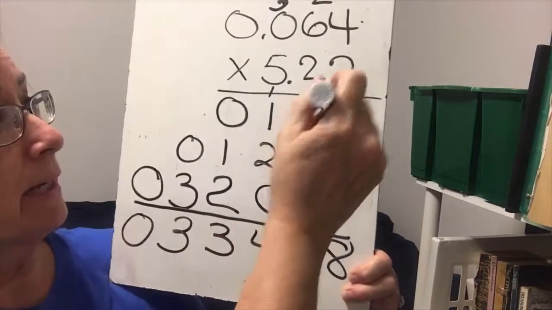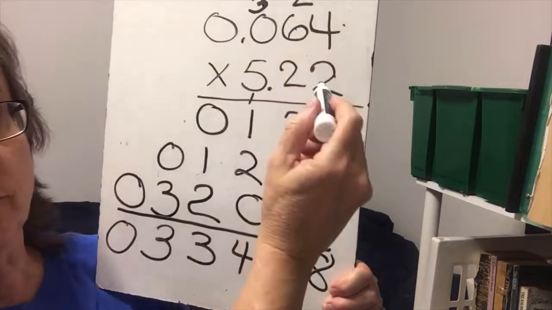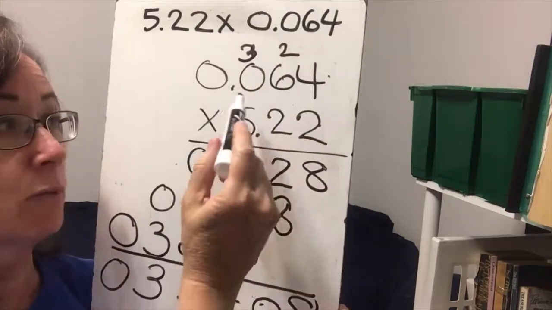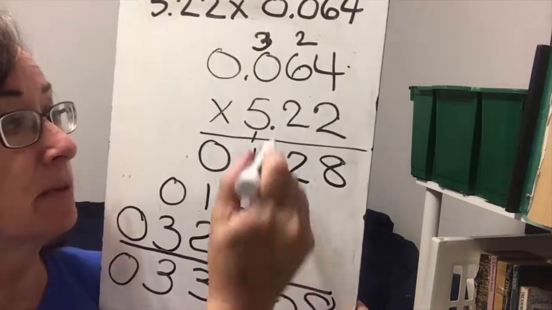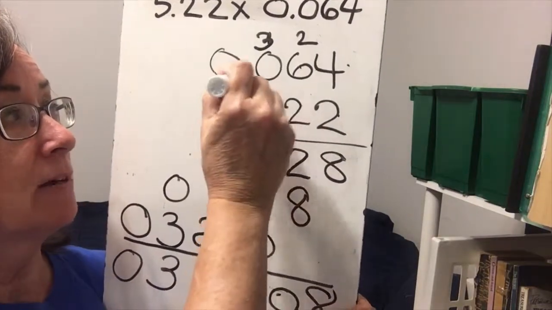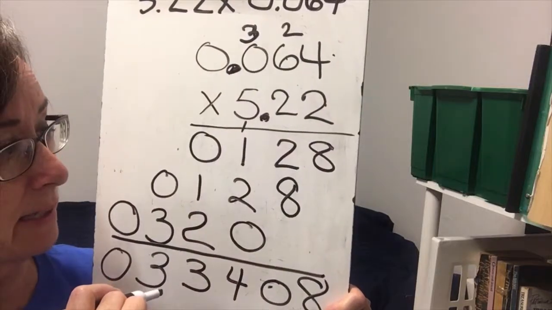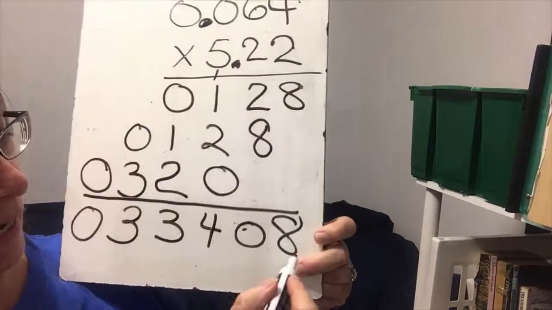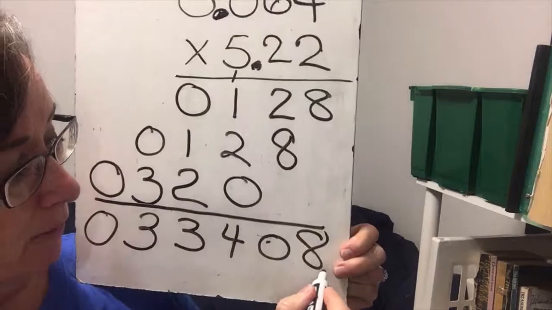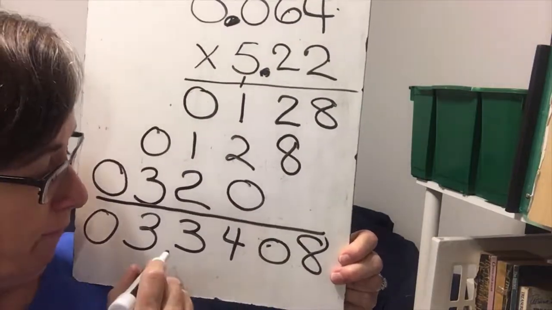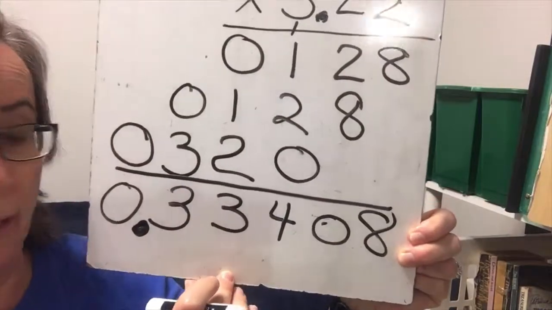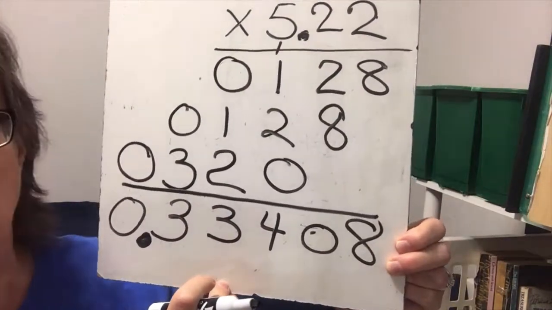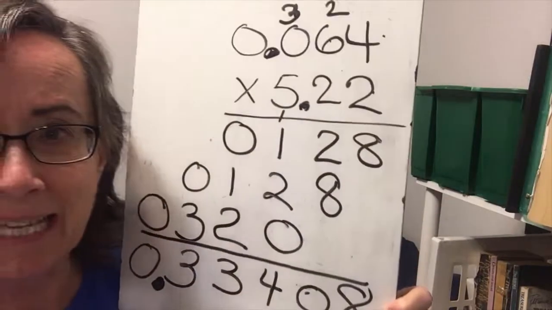Okay, and then we're going to count our decimals. 1, 2, 3, 4. See the places. 1, 2, 3, 4, 5 places after the decimals. There's a decimal and there's a decimal in case you can't see them very well. So I start at the right here, and I'm going to count 1, 2, 3, 4, 5, and the answer is 0.33408.